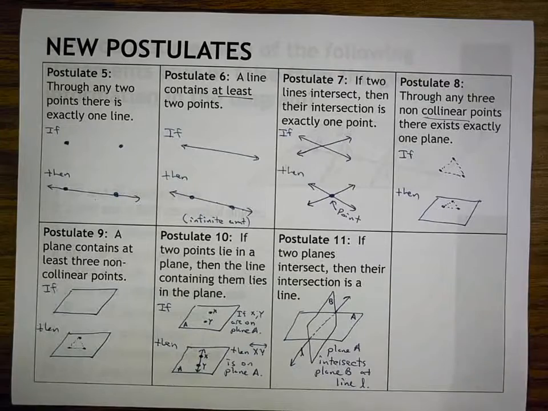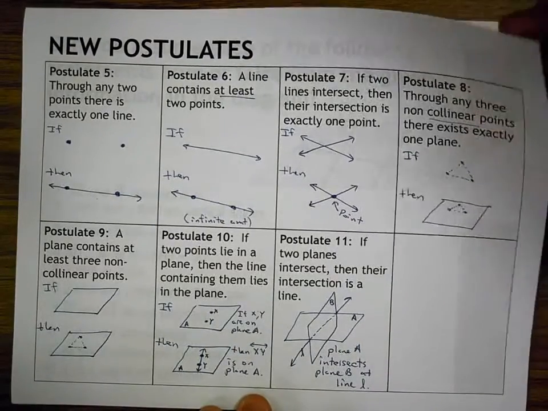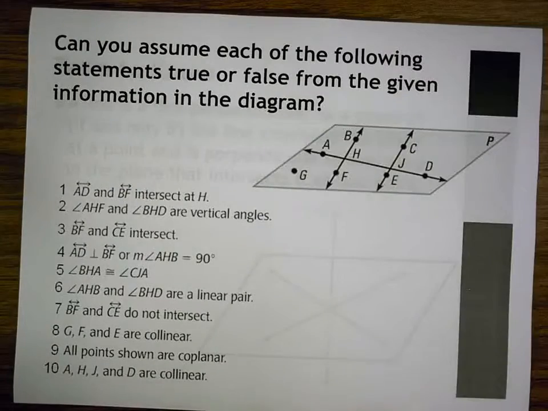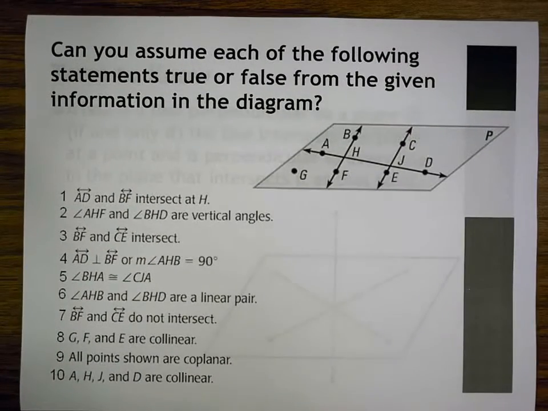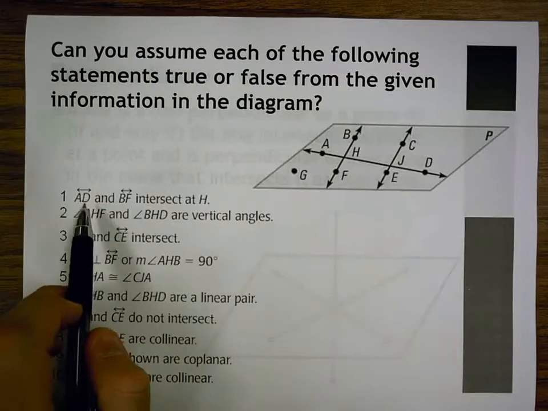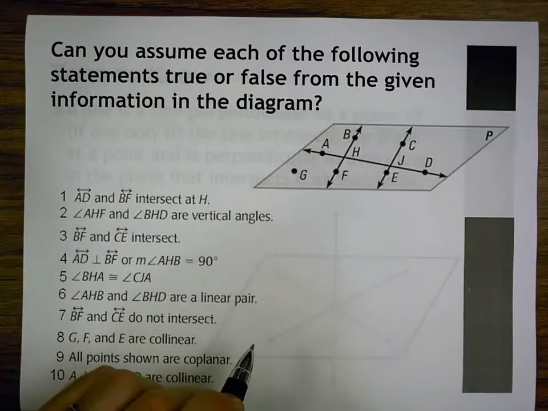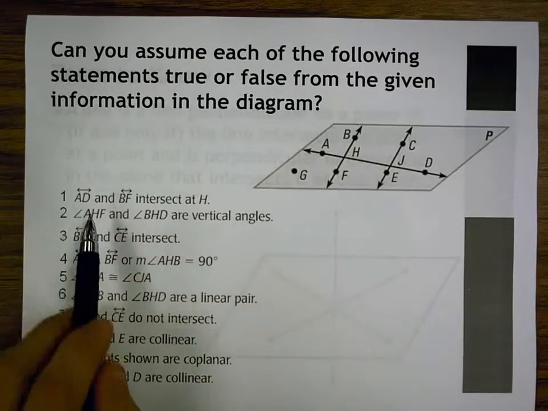Now, some are connected, some are kind of familiar, but we now have to take this information and we're going to start reading the diagrams to look for given information. Now, if it's not given to us, we can't use "it looks like it" as a reason. If it's not given to us, we can't make a statement. So it's almost as if anytime we say something, we have to have a reason behind it. So we're looking if we can assume the following statements, true or false, by what we have in the diagram.